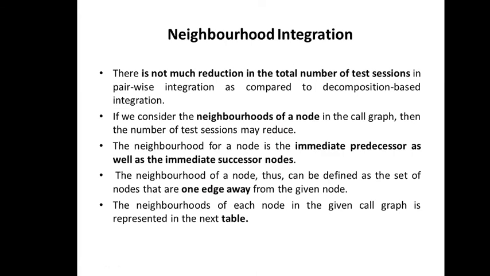Now we know that when we are counting the total number of edges, that means the number of test cases required are more. If the number of edges is more, test cases will be more. So this is a method which is going to reduce that number of test sessions. How? Instead of taking all the called and calling pairs, we only consider the neighborhoods of a node. Neighborhood means the one which is one edge away, right?